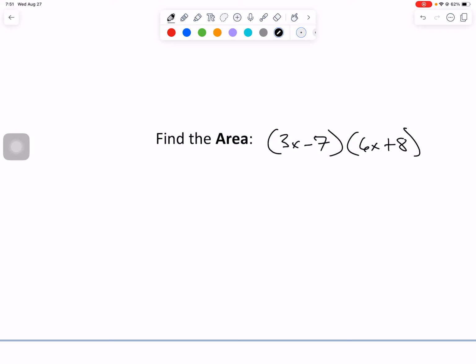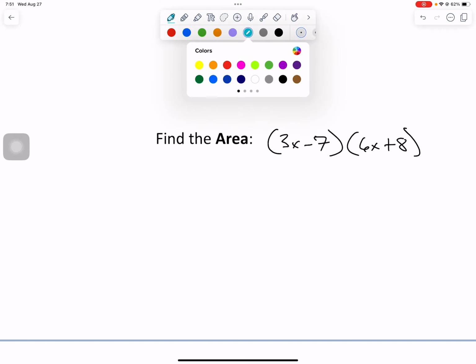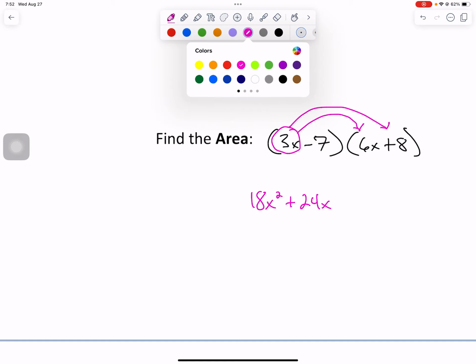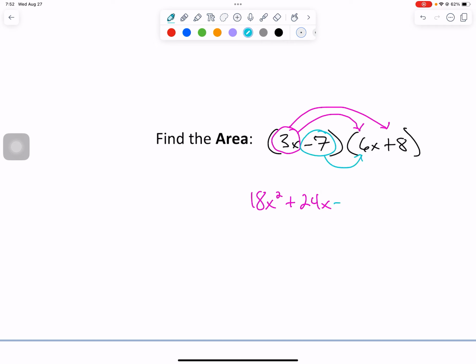I will switch colors. Yes, you know me. I am a mad man. I'm going to circle the 3x, and I will distribute that. Multiply to both terms. 3x times 6x. Well, 3 times 6 is 18. Don't forget your x squared. 3x times 8 is, wonderful job, 24x. We're going to convert back into that other blue here, that aqua color. We'll take our negative 7 times 6x is negative 42x, and then negative 7 times 8 is negative 56.